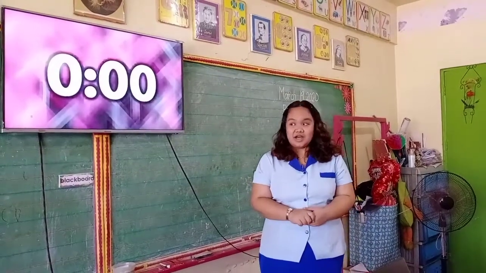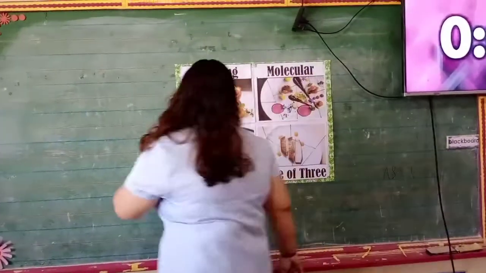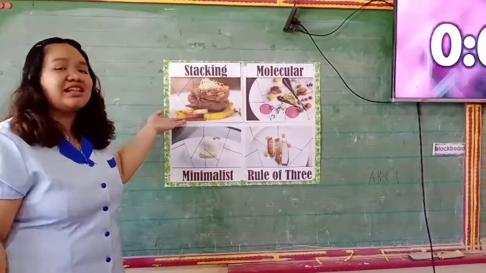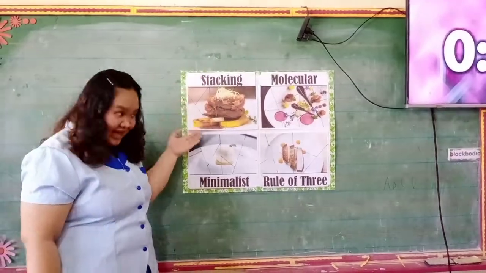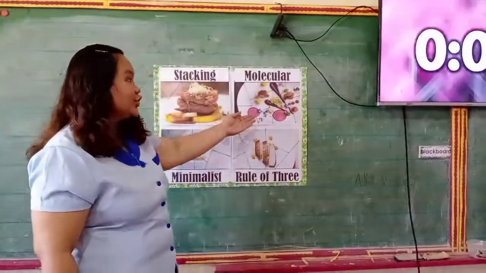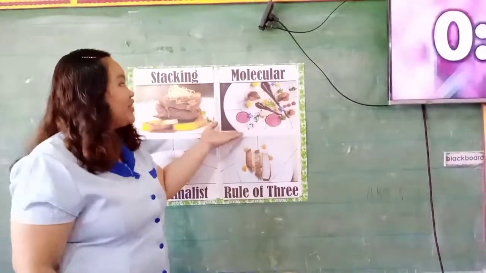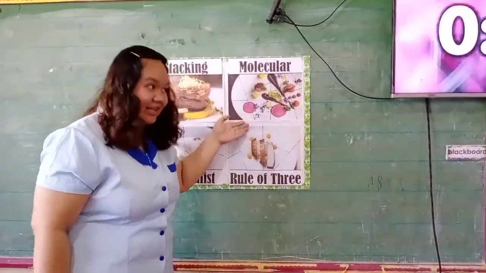Okay, class, time is up. Let us check on your works. For group 1, they formed this picture and they think that it's under the category of stacking, which is correct. For group 2, this is the puzzle picture that they formed and they think it's under the molecular category, and of course, it is correct.